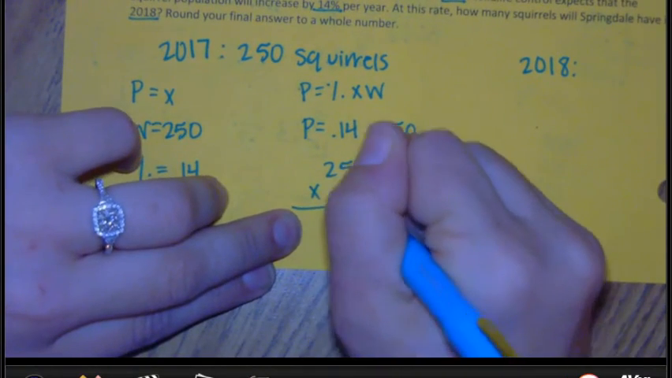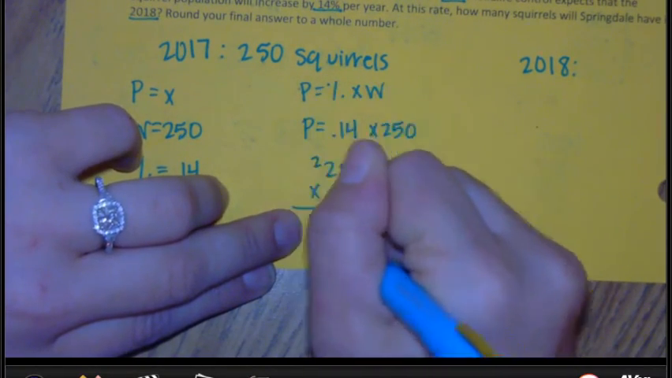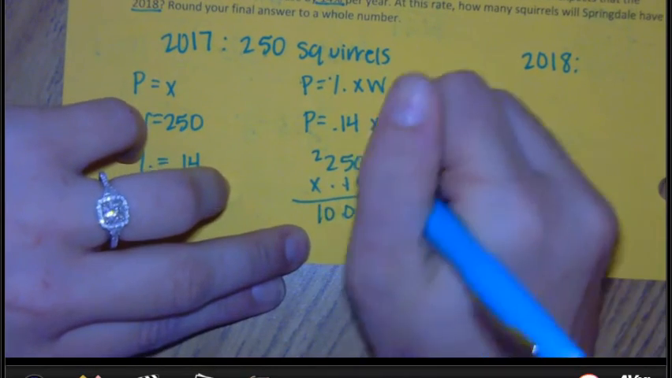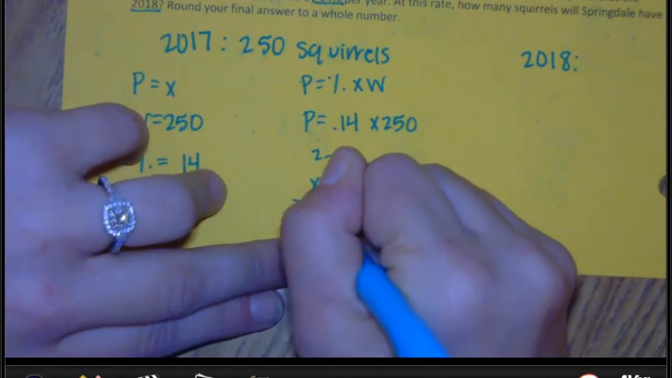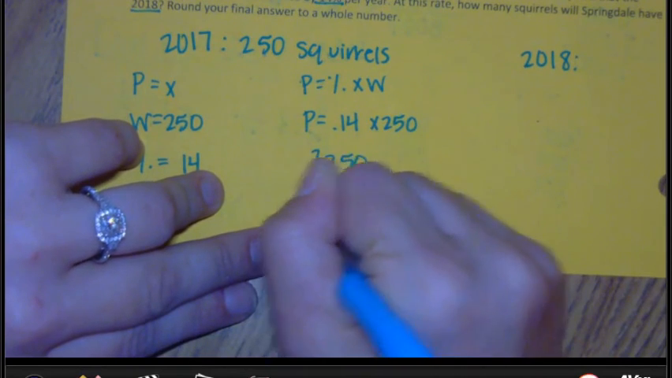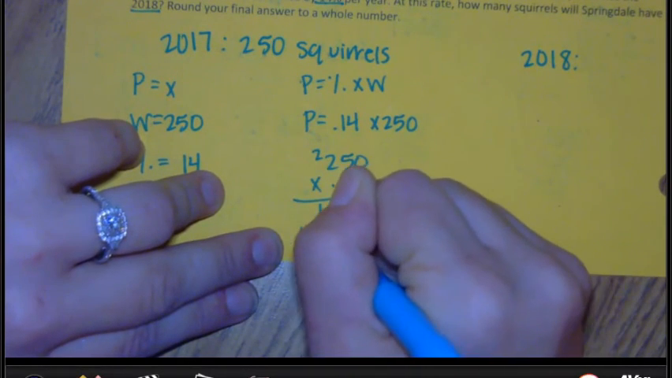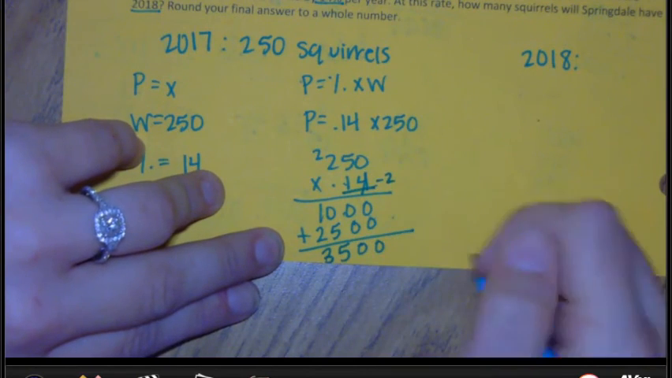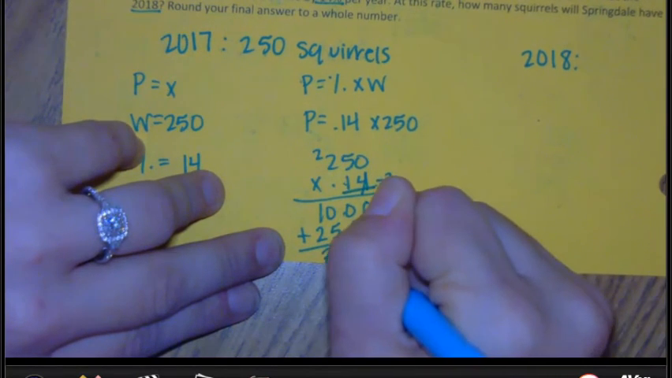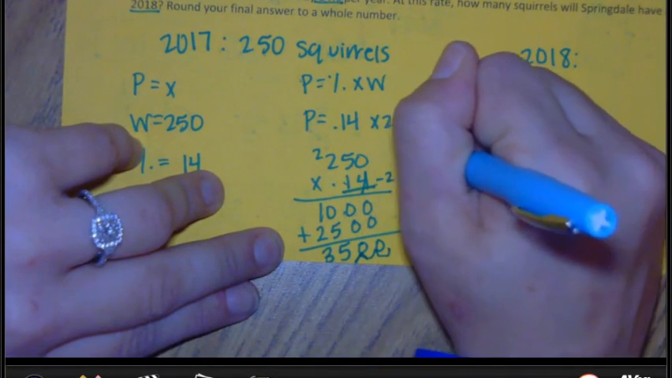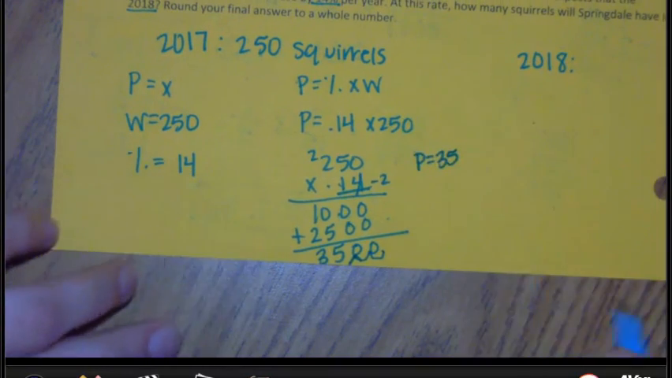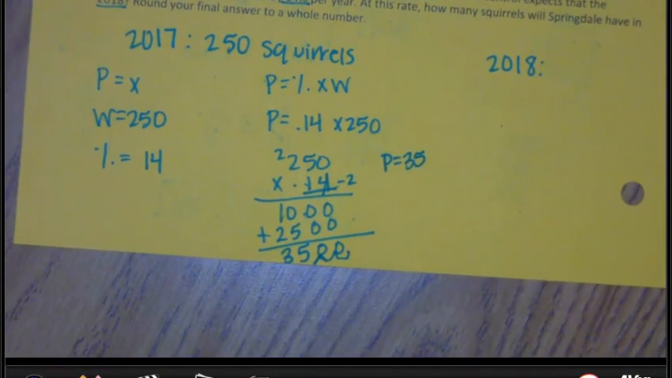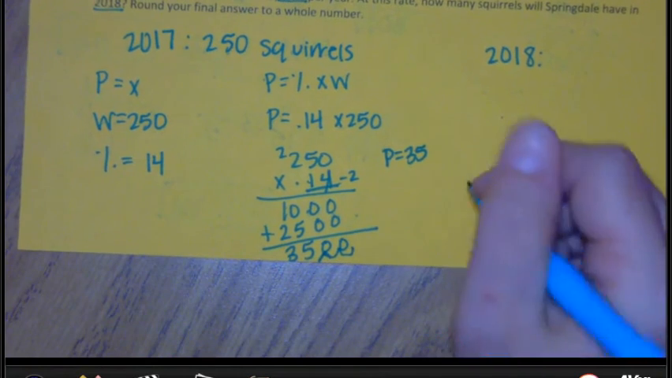4 times 0 is 0. 4 times 5 is 20. 4 times 2 is 8, plus 2 more is 10. Placeholder. 1 times 0 is 0. 1 times 5 is 5. 1 times 2 is 2. Add these up. 0, 0, 5, and 3. I see that I have 2 decimal places here, so that means I need to move my decimal place 2 times to the left to get that part is equal to 35. So from 1 year in 2017 to 2018, I increased the number of squirrels by 35.